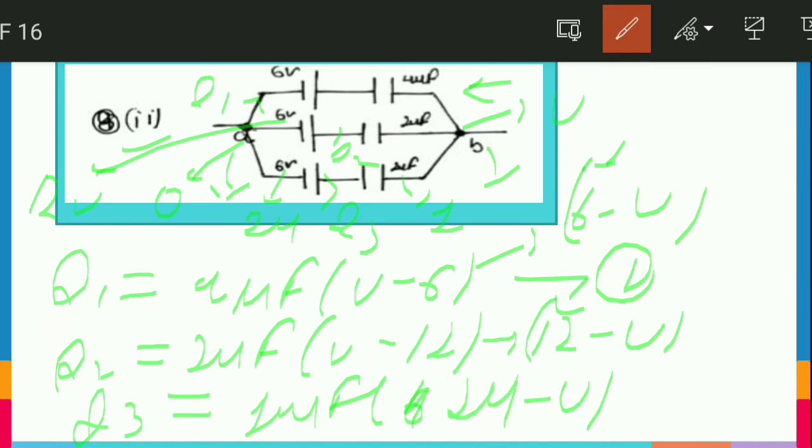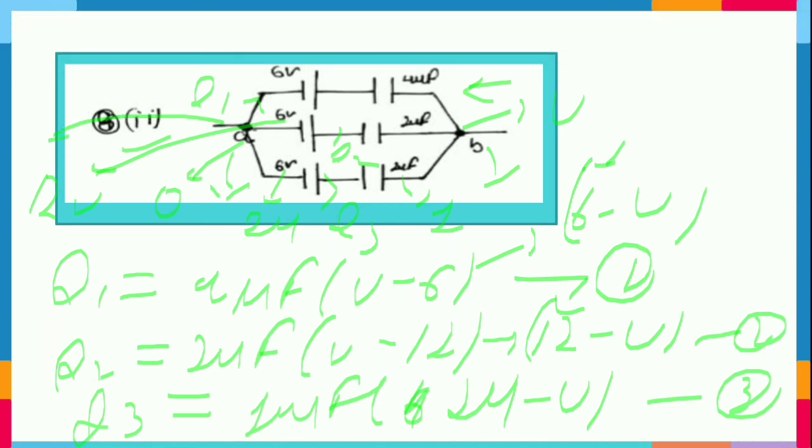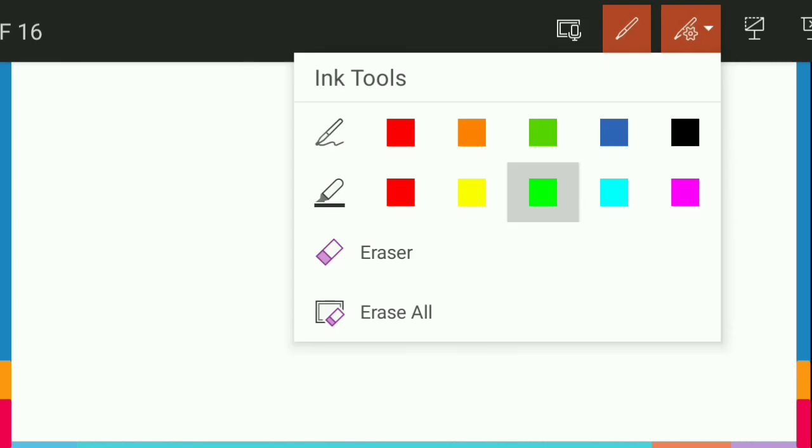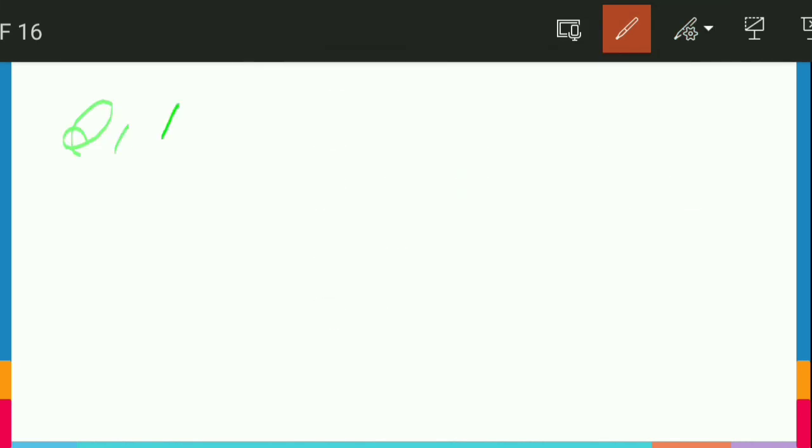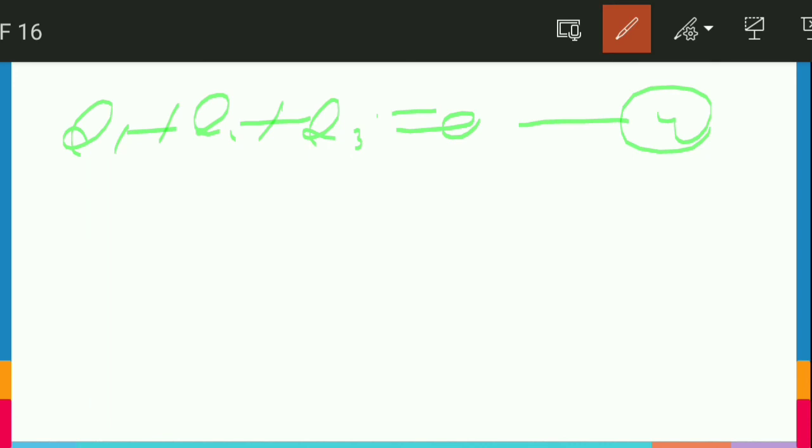So these are our three equations, but you can see that there are four unknowns. So can you think of one more equation? Actually, friends, at this point we can apply Kirchhoff's first law, meaning charge conservation, which means Q1 plus Q2 plus Q3 equals 0. So now we have four equations, four unknowns. When you solve it, you will get V equals 72 by 7 volt. So friends, I hope this question is also clear, so that we can move to our next question.